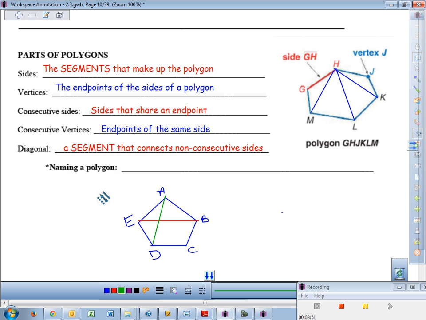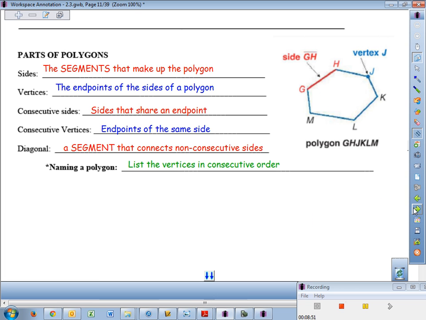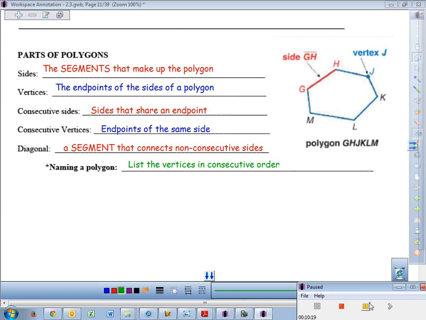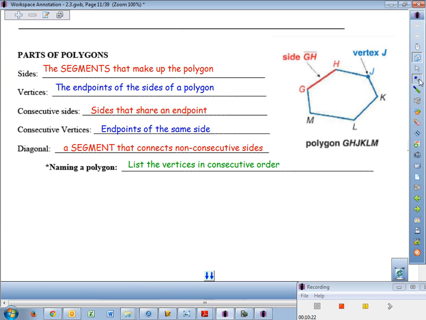How to name a polygon? Very easy. You name it by listing the vertices in consecutive order. In a row, right? So if I listed consecutive years, 2000, 2001, 2002, 2003, 2004, 2005, aren't those consecutive years, right, in a row?